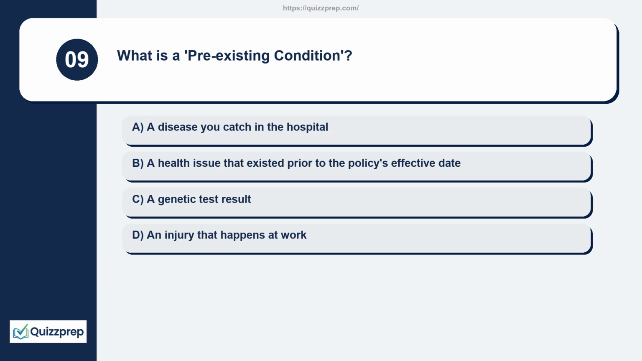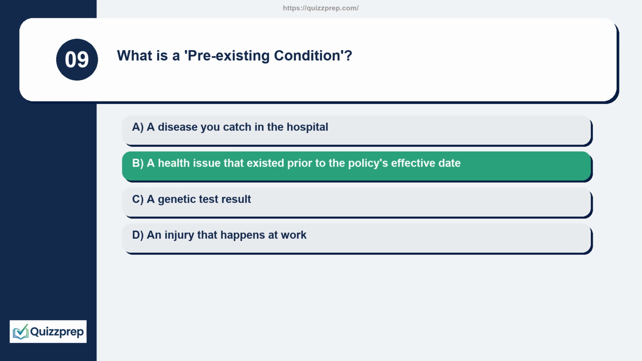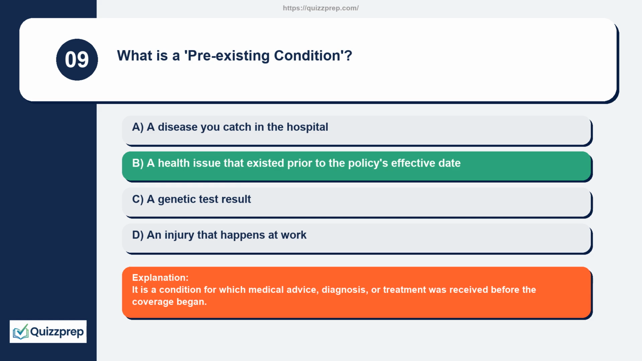Question 9. What is a pre-existing condition? A disease you catch in the hospital. A health issue that existed prior to the policy's effective date. A genetic test result. An injury that happens at work. It is a condition for which medical advice, diagnosis, or treatment was received before the coverage began.